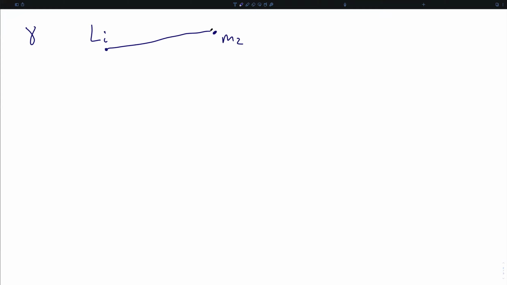So this distance will be gamma. For L2, gamma is positive, and for L1 and L3, gamma is negative. Because as you will recall, L1 lies between the two primaries, L3 lies to the other side of M1, and L2 lies to the other side of M2.